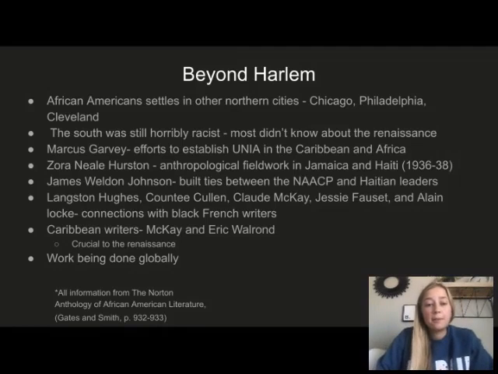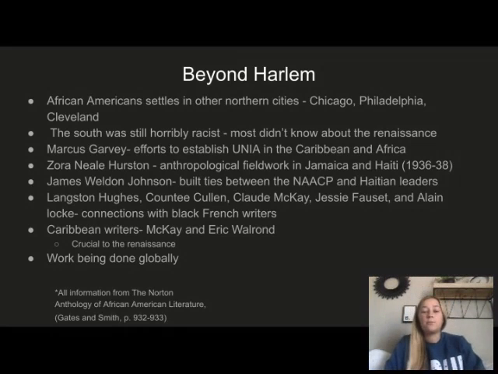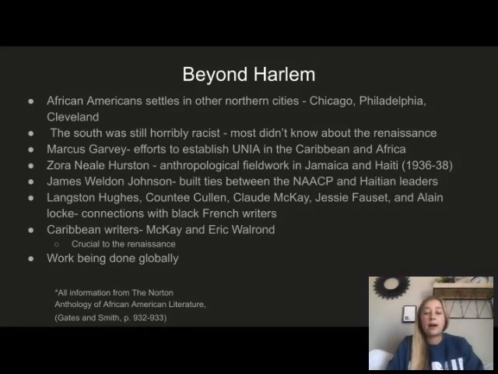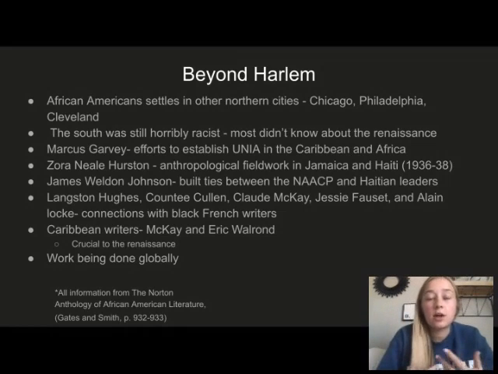So some important people that made efforts beyond Harlem were Marcus Garvey, who made efforts to establish UNIA in the Caribbean and Africa. And Zora Neale Hurston did some anthropological fieldwork in Jamaica and Haiti. James Weldon Johnson built ties between the NAACP and Haitian leaders. Langston Hughes, Countee Cullen, Claude McKay, Jessie Fauset, and Alain Locke all made connections with Black French writers and would communicate their works with each other and talk about what was going on.